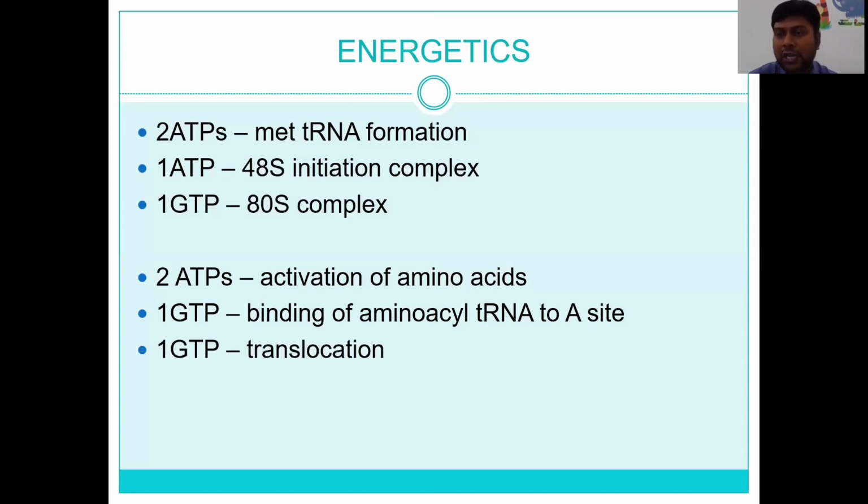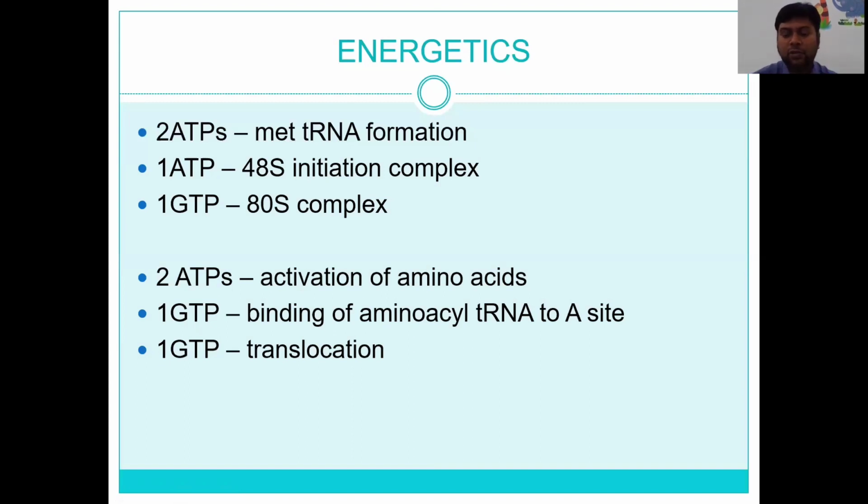So totally 4 high energy phosphates are needed for each cycle of the elongation phase. That means for every amino acid added, you need 4 high energy phosphates within the elongation phase. Suppose you are synthesizing a protein with 100 amino acids, it will undergo 99 cycles of elongation. That means you need 99 into 4 high energy phosphates just for carrying out the elongation phase. So that much high energy demanding process is our translation process.